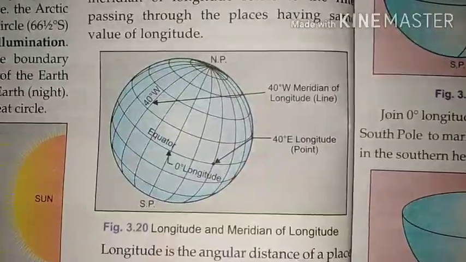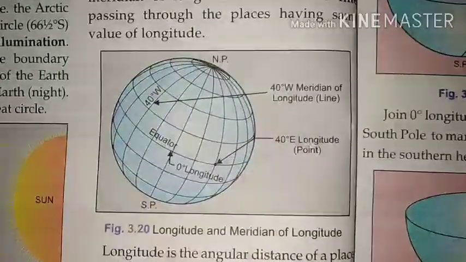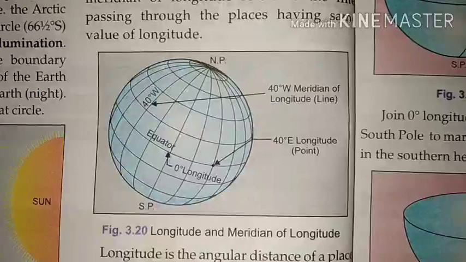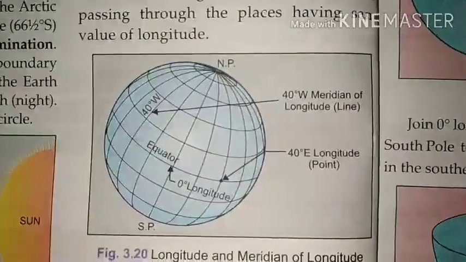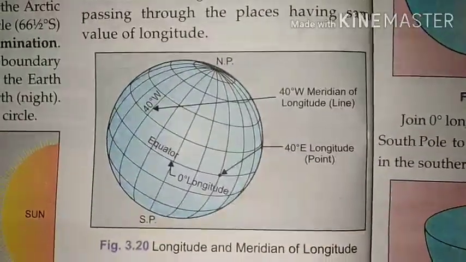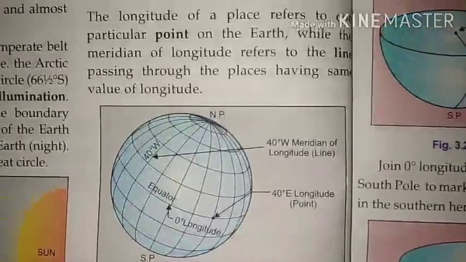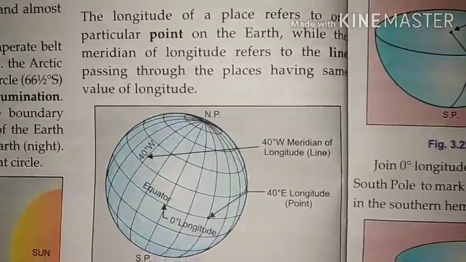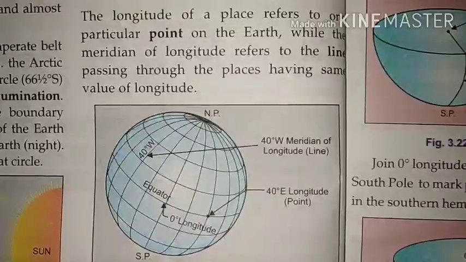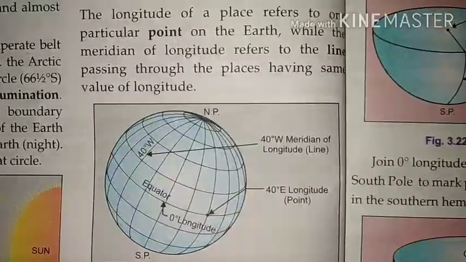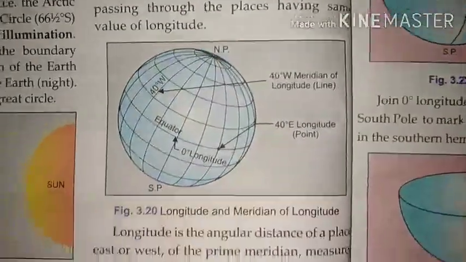The lines you can see, the lines which are drawn over the globe, these are called meridians of longitude. And a particular point over that line is the value of longitude.